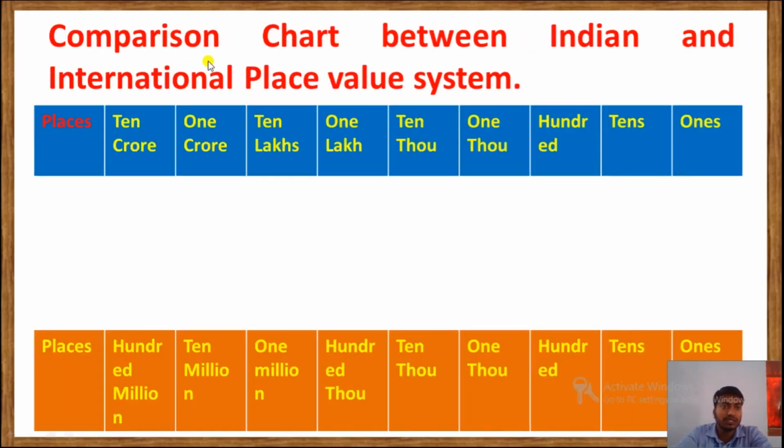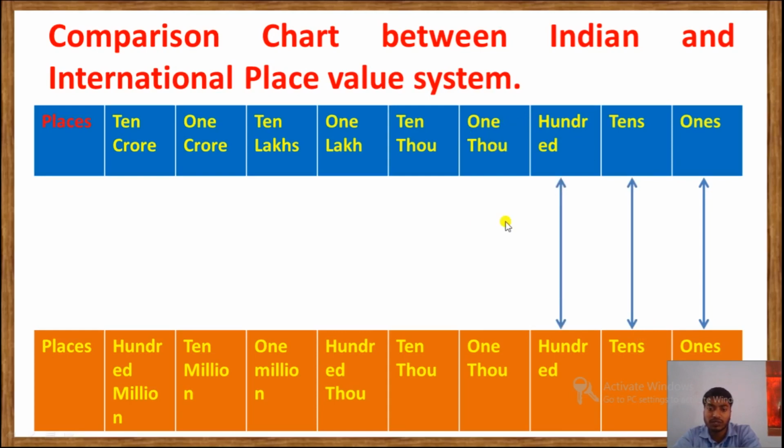Now come to this chart. This is a comparison chart between Indian and international place value systems. You can see upside we have the Indian place value system and downside we have the international place value system. So now we are going to compare. Ones is equal to ones in both systems, tens is equal to tens in both systems. Same way 100 is equal to 100, 1000 is equal to 1000, 10,000 is equal to 10,000.